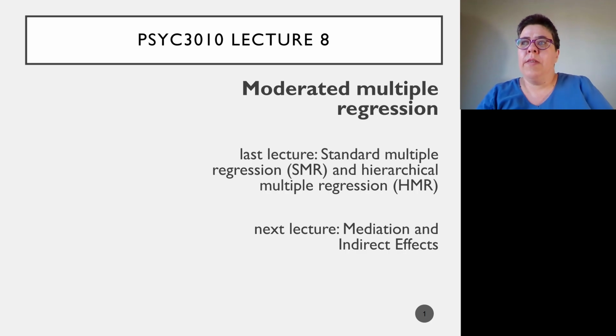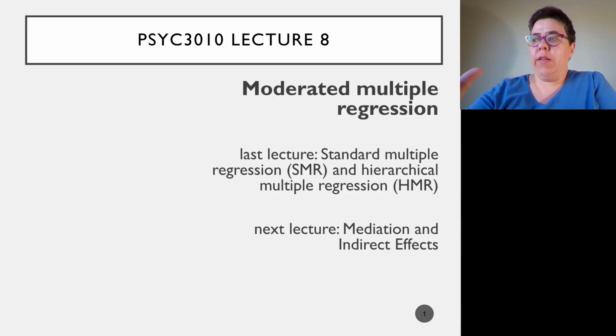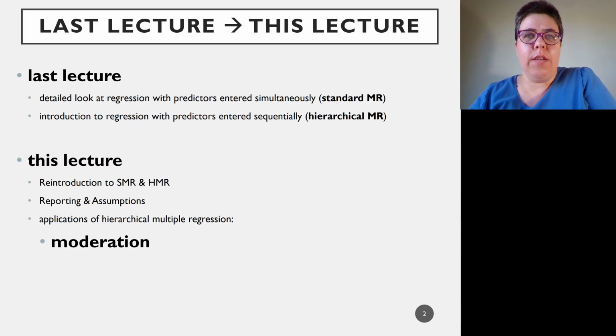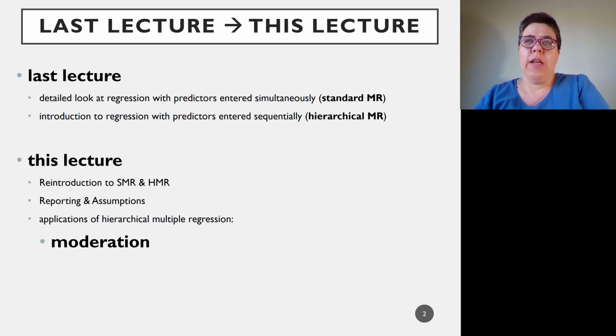Hi everyone, I'm happy to be here for Lecture 8, Moderated Multiple Regression. And today we'll be reviewing the hierarchical and standard multiple regression that we learned last time. And then we'll talk a little bit about reporting and assumptions. Then we'll head into the major application of hierarchical multiple regression, which is testing interactions in regression.